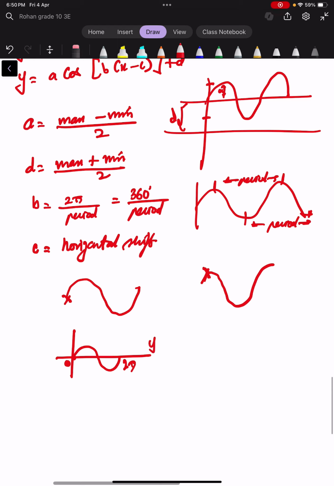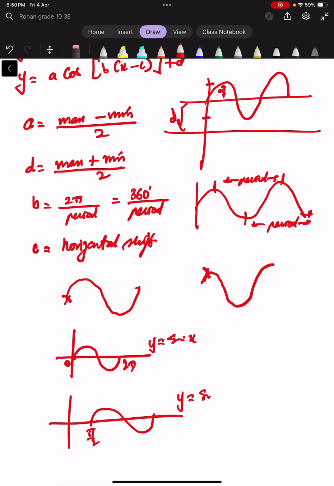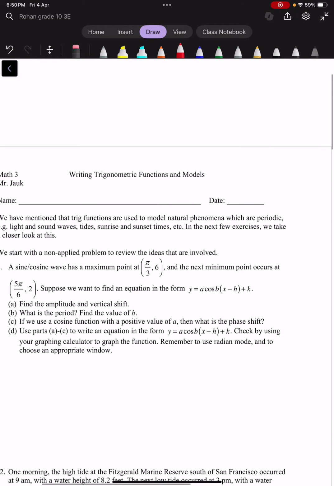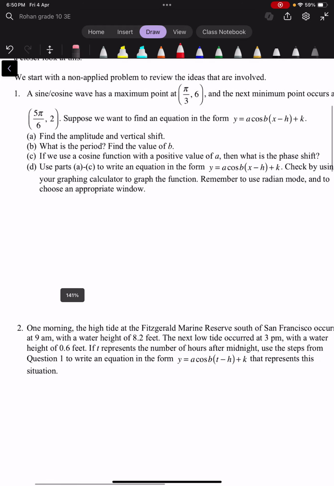Suppose this is your sine x, and suppose your graph had started here, at let's say pi by 2. Then this graph would be sine x minus pi by 2. And then you can do the same for all the points. So this is what you need to remember. Now they'll give it to you in words, so you just think what the max is and what the min is.